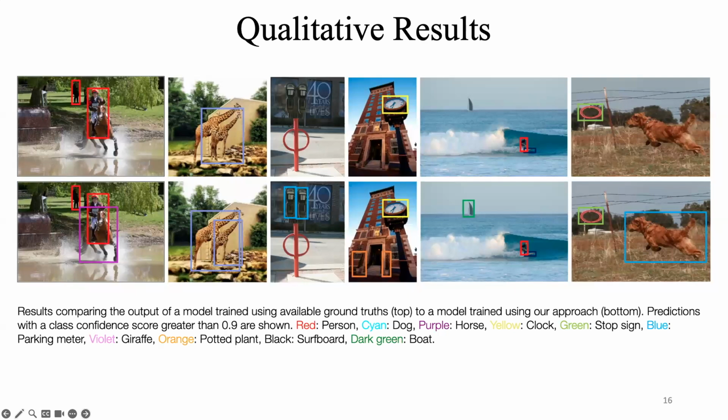We also show some outputs to compare between vanilla model trained on sparse data, the top row, and using our approach on the same data shown in the bottom row. Our method is able to detect more objects correctly.